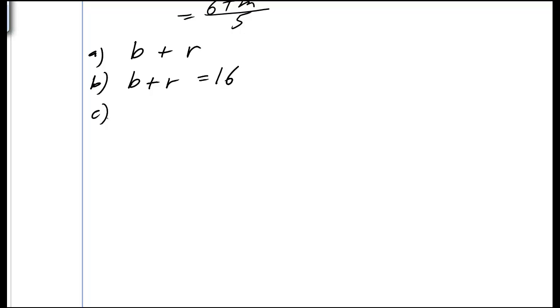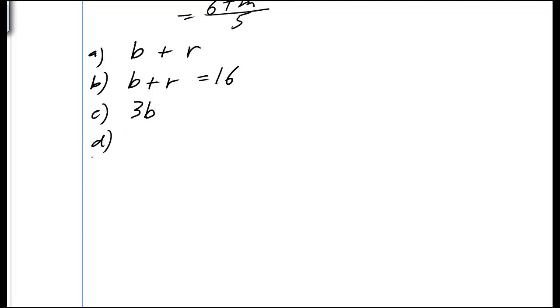Look at number C. Write an expression for the number of blue pens Sue has. Now let's read the question. Sue has 3 times as many blue pens as Pete. So how many blue pens has Pete got? Well, the number of blue pens Pete's got is B. But Sue's got 3 times as many as Pete. So she's got 3 times B. We don't show the times. We just put 3 next to B. So Sue has got 3B blue pens, okay, which is 3 times the number of blue pens that Pete's got.